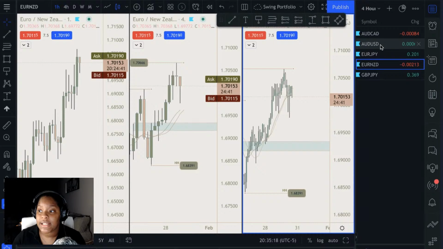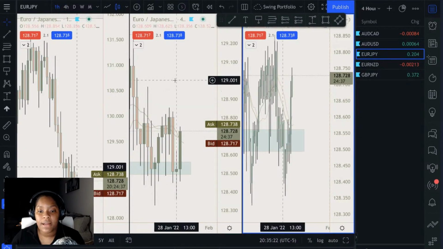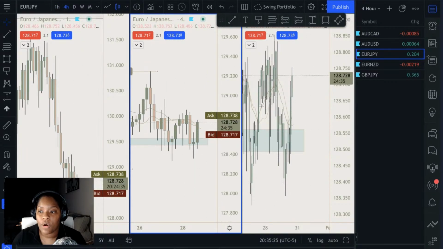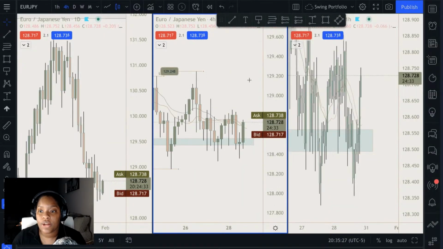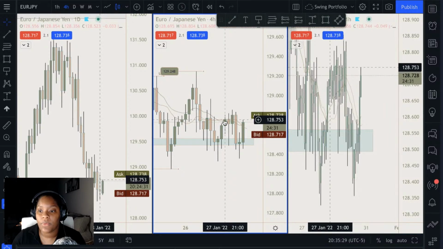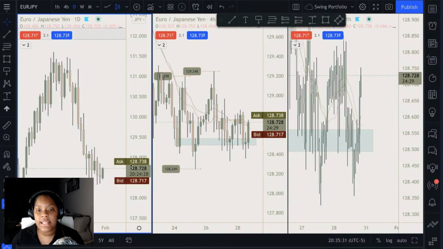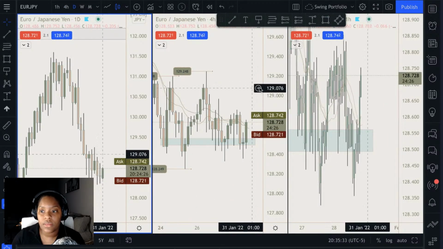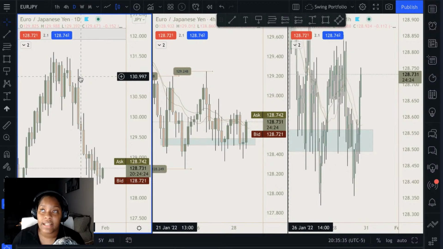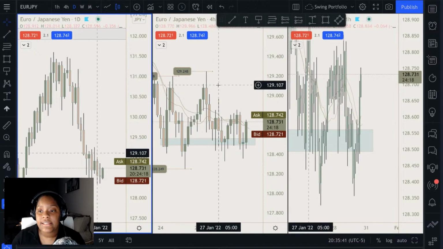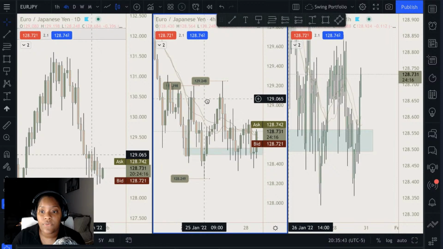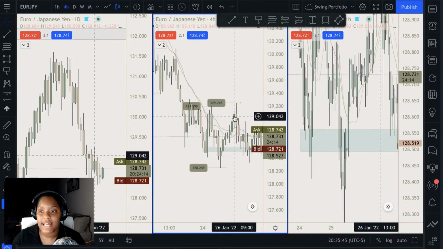Now, going to the next currency pair, I'm going to keep it with the euros for right now. This is something that my students are in at the current moment. They're actually in buys on this currency pair, and it is Euro JPY. So this one is in a downtrend. Let me just say it this way: it's in a downtrend, but something particular has happened. Okay. And this is on the 4 hour time frame.